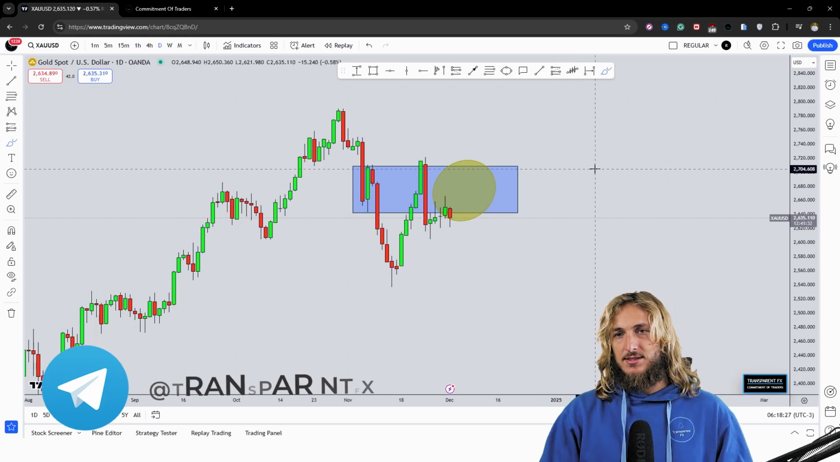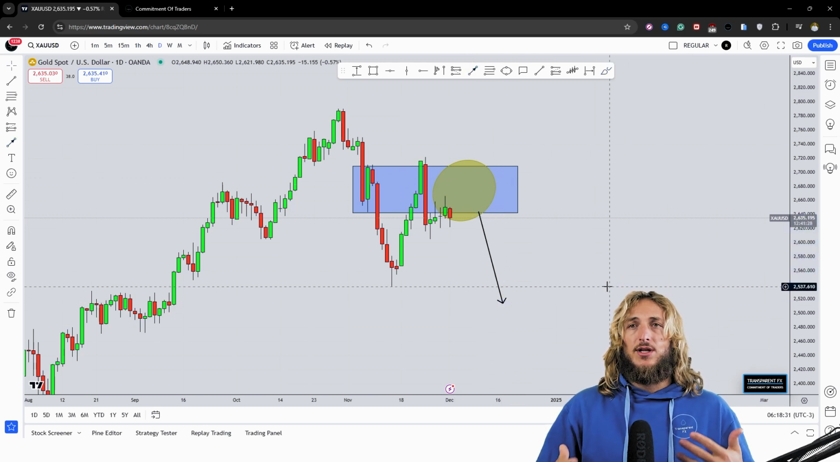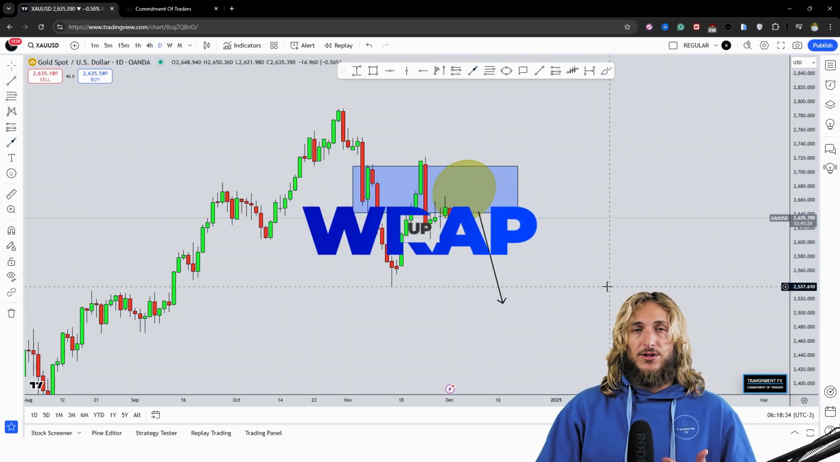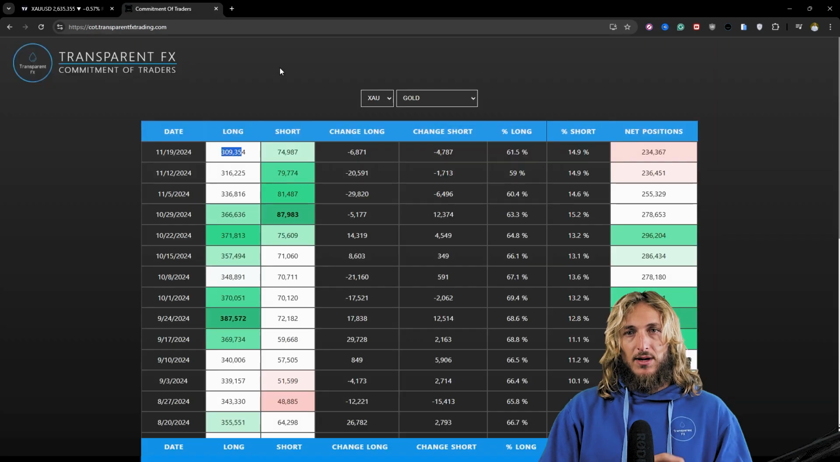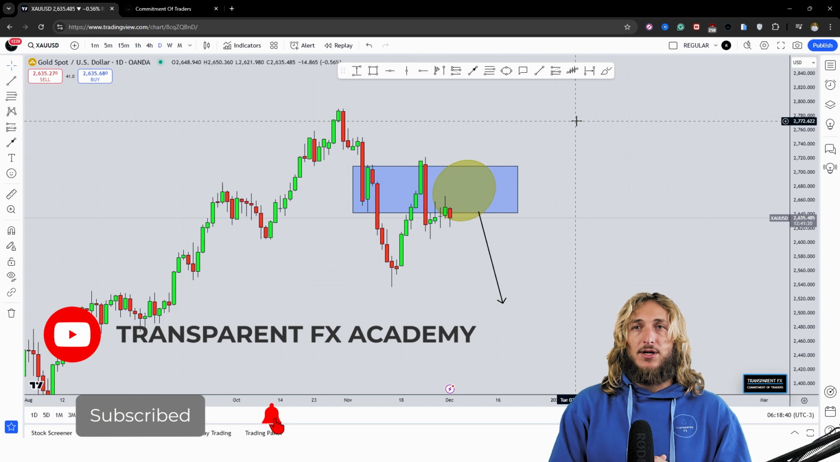Now back to the analysis. So in a situation like this, what would I expect? Well, as usual, trading is reactive and not predictive. The monthly, weekly, and daily time frames combined with the COT data, those are the best time frames when it comes to the directional aspect of the market.